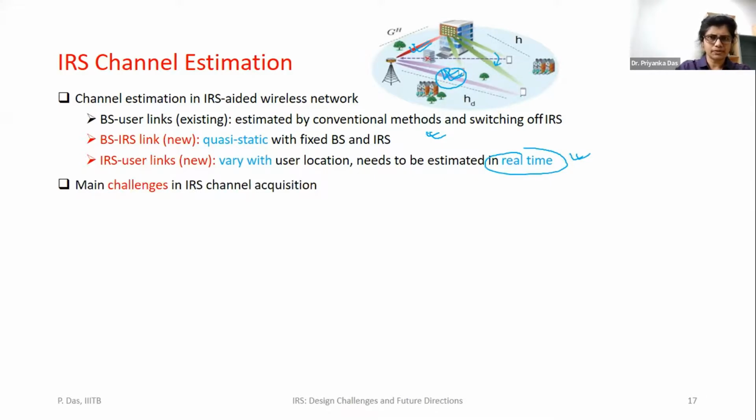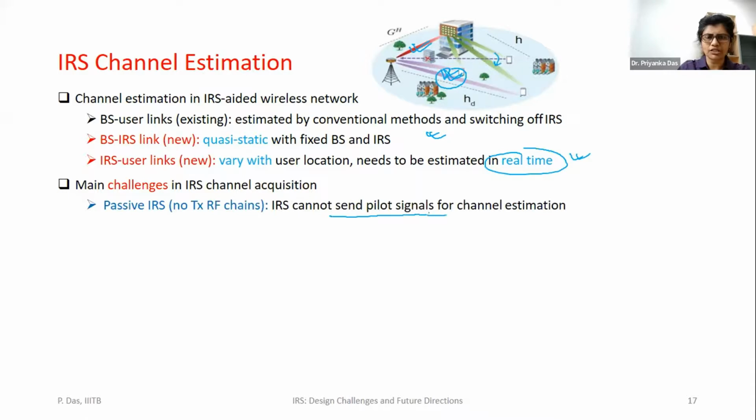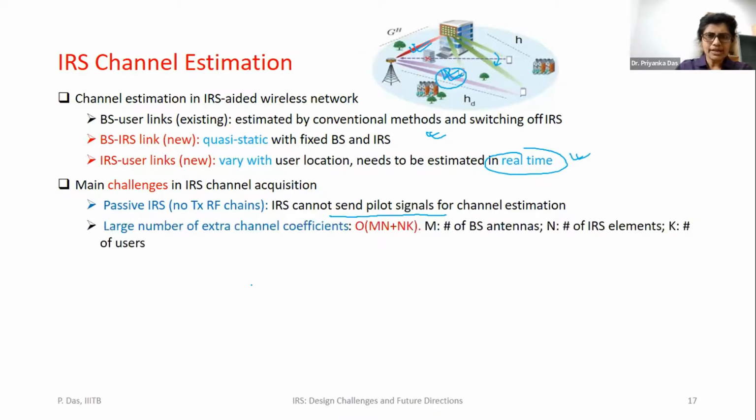Major challenges: the IRS is passive. Again, the problem is how a passive element can do a pilot-based channel estimation scheme. So the first thing is the IRS cannot send pilot signals for channel estimation. The IRS is a passive element, so you have to come up with alternate solutions. How do you estimate the IRS-base station channel and the IRS-user channel, keeping in mind that the IRS is passive and cannot transmit pilot signals?